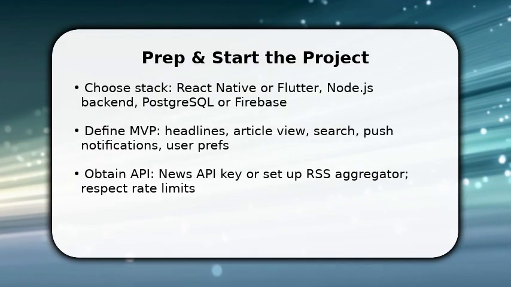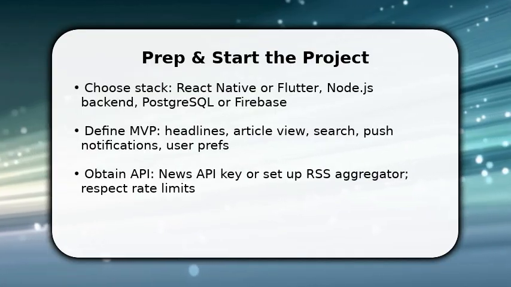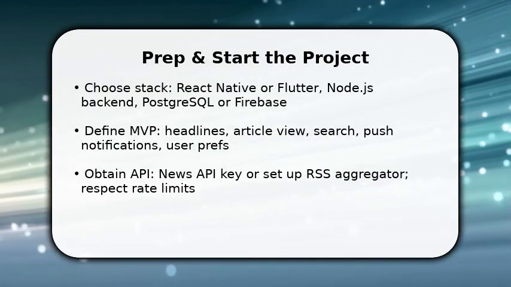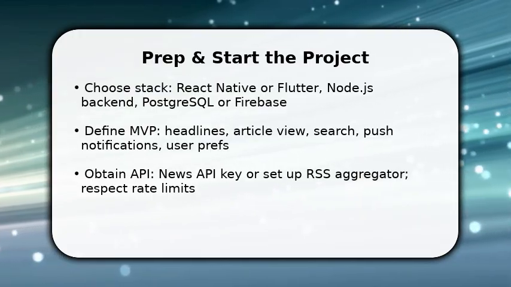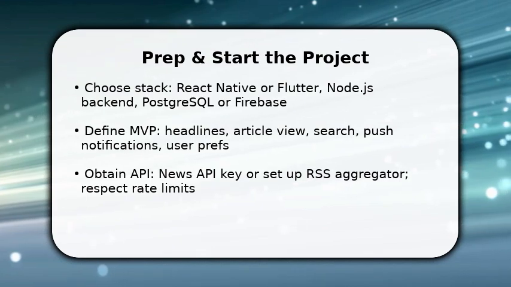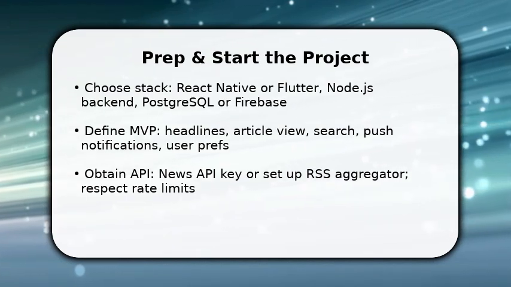Once done, register for a news API or build an RSS aggregator and secure an API key. Make sure to configure environment secrets. Scaffold the app shell, routes, and a basic list view so you have a live surface to iterate on immediately.